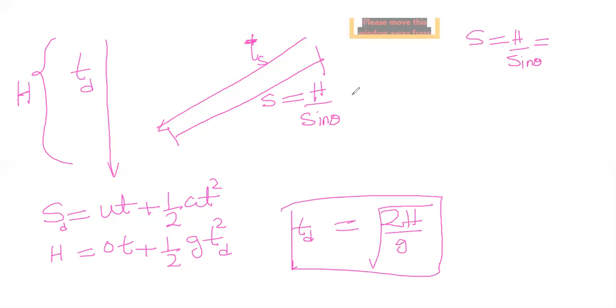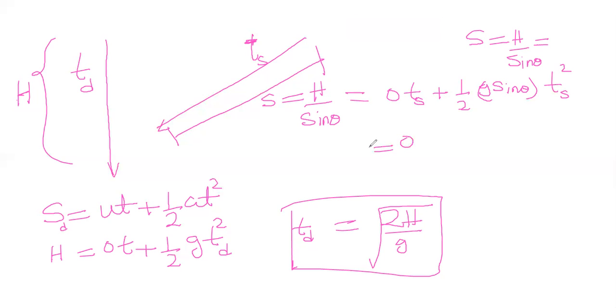In a sliding situation, S is equal to UT sliding plus half. Instead of G, you write G sin theta, is it or not? G sin theta. T we do not know, T sliding square. Understood till here? So this is anyway going to be 0. What will this be? This sin theta will come down, is it or not? Sin square theta. Very good.